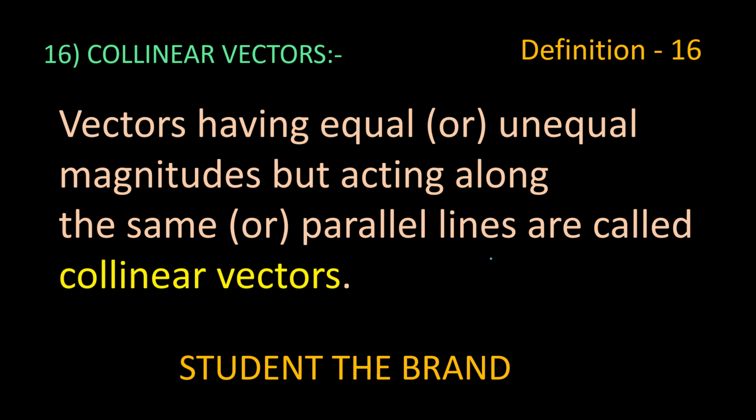Next, collinear vectors. Collinear vectors means vectors having equal or unequal magnitude but acting along the same or parallel lines are called collinear vectors. So if they are acting in the same direction or in the same manner, then we can say collinear vectors.